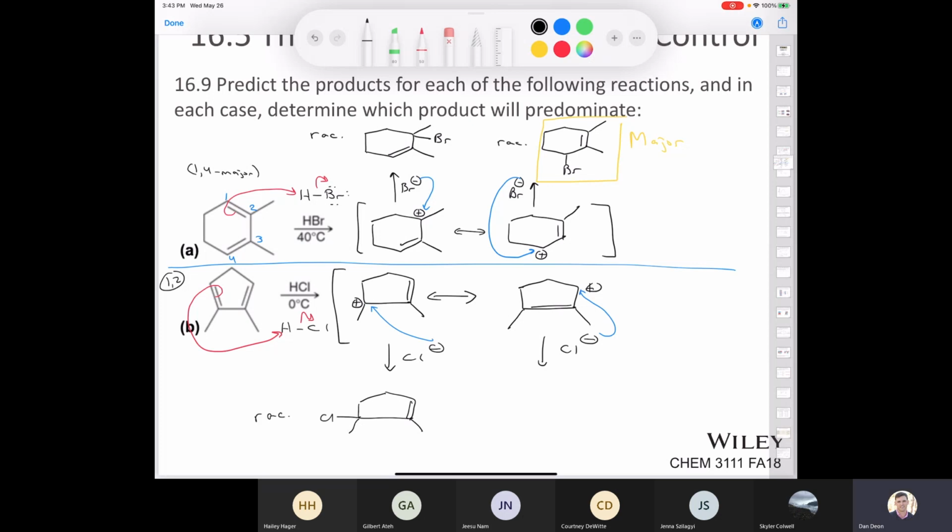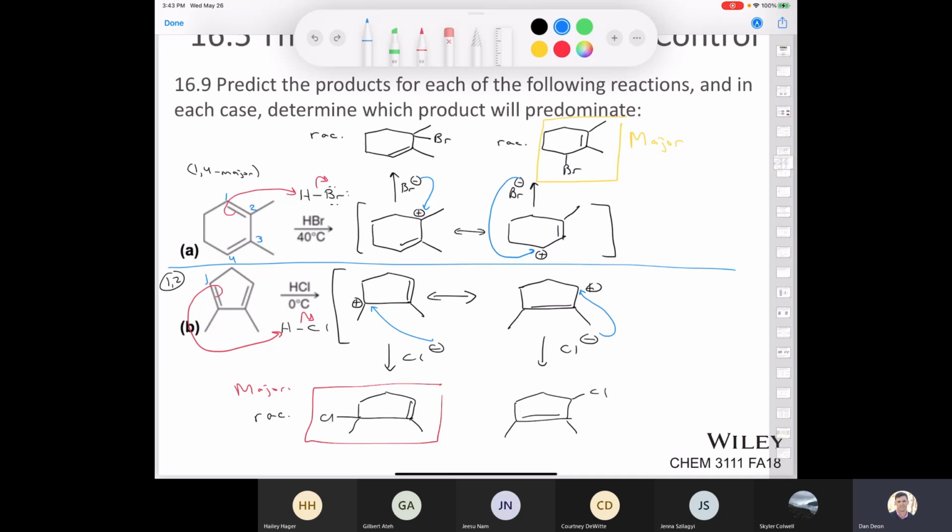And this is racemic. And then we end up with this compound, which is also racemic. But this one is going to be the major product. This is the major because it is the product of the 1,2 addition, right? If you number your carbons, 1, 2. So it's the product of 1,2 addition. And there you have it.